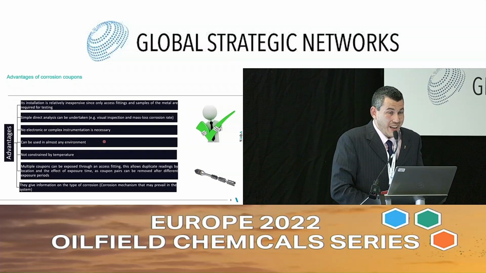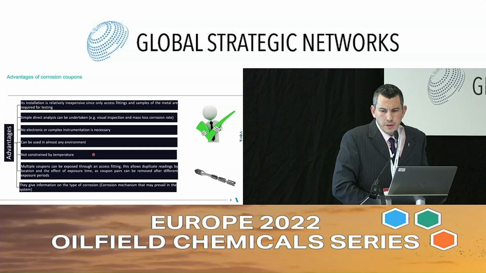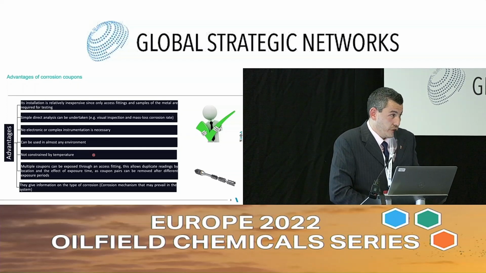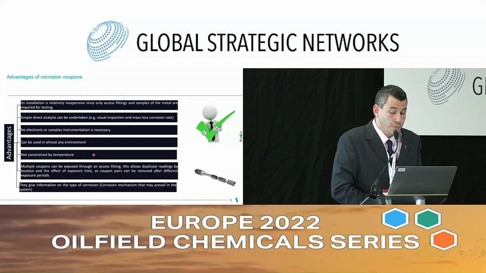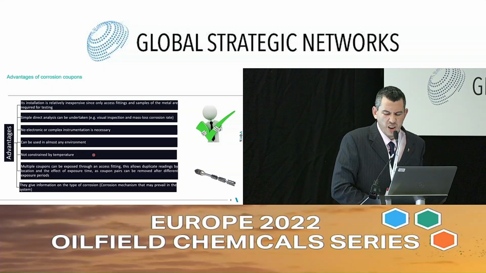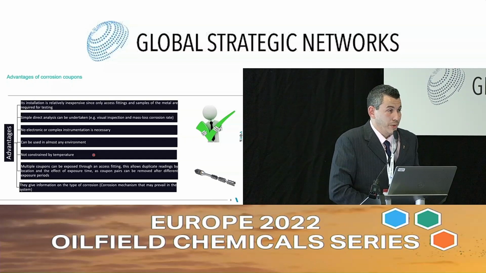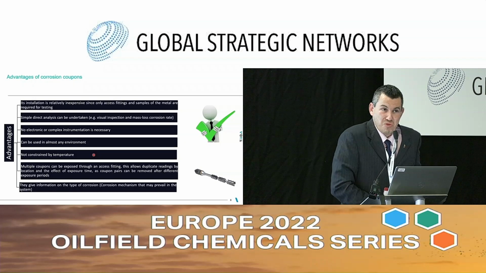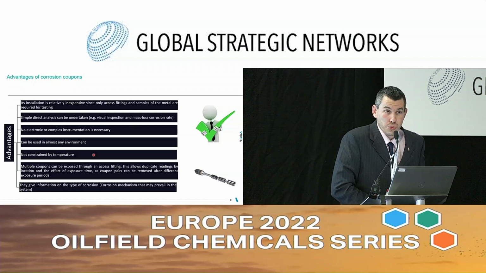They can be used in any environment, and they don't have restrictions with temperature. For example, corrosion probes have limitations around 250 degrees. You can't use corrosion probes, but with corrosion coupons, if you can make a pipeline with carbon steel, you can use a piece of carbon steel as a corrosion coupon, so no limitations.